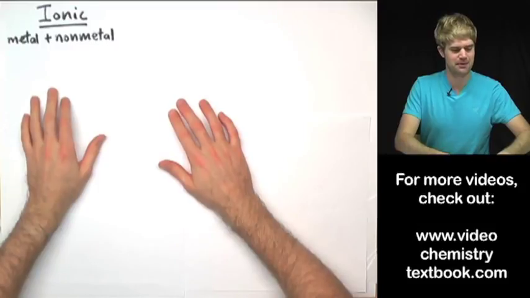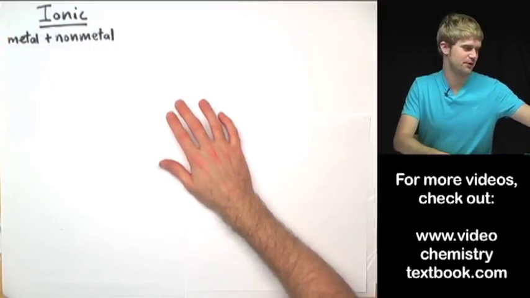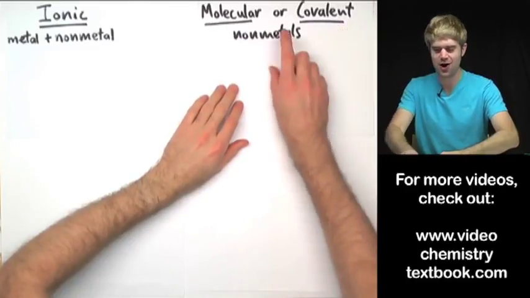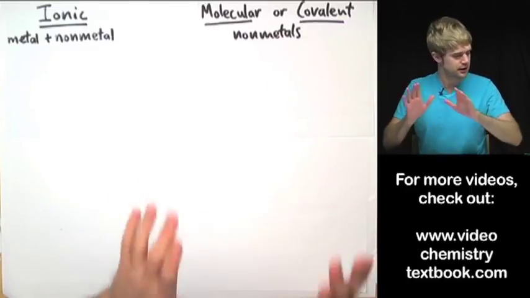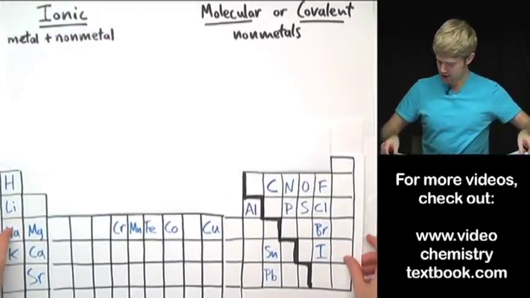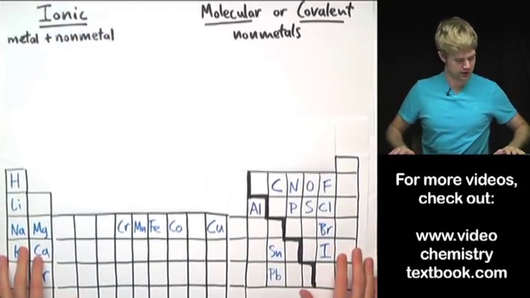So, ionic compounds are made of metals and nonmetals, whereas molecular, also known as covalent compounds, are made of only nonmetals. Let's do a couple practice problems to work on this. You will need a periodic table to do this. Here's the one that I'm using.